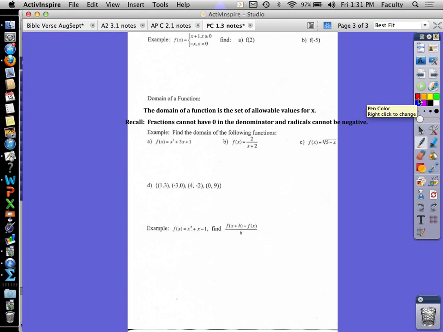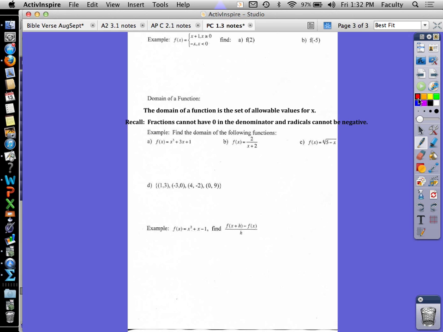Okay. Next example. This is a piecewise function. And I recently covered this in algebra 2, and I know a few of them are struggling with it. f of x is x plus 1 when x is greater than or equal to 0, but it's negative x when x is less than 0. It says find f of 2. Now, I keep having students who plug 2 into both rows. Why can you not plug the 2 into both rows? Why does that not work?